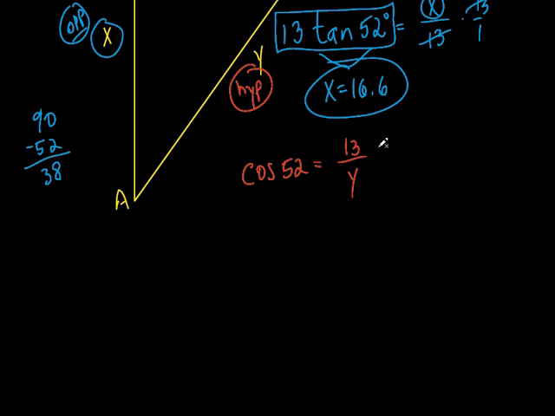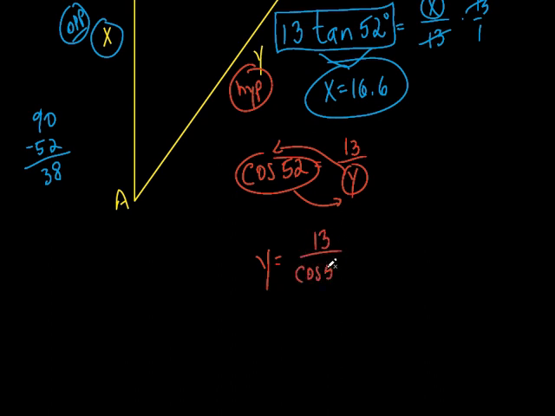So what I'm going to do is multiply both sides by y. That's going to put it over here. But then I got to get rid of that cosine of 52. What do I do with that? I divide and put it where? On the bottom. So this was on the bottom. Where does it go on the other side? On top. This was on top. Where's it going to go on the other side? On the bottom. Basically, I just switch places. So what's y going to equal then? 13 divided by the cosine of 52.